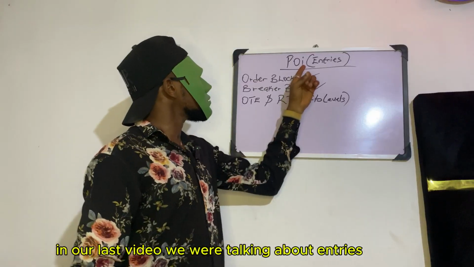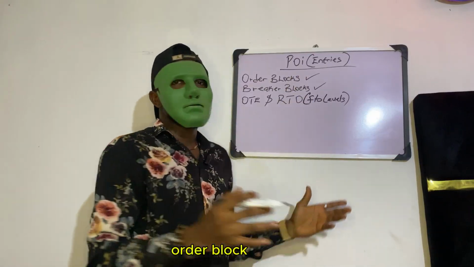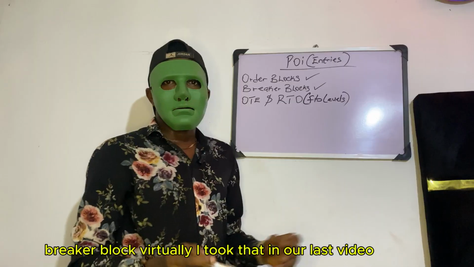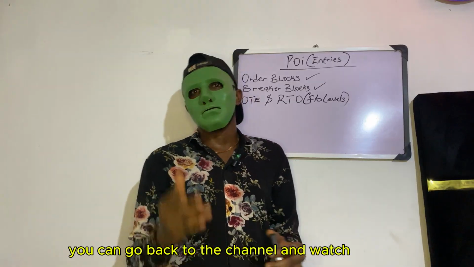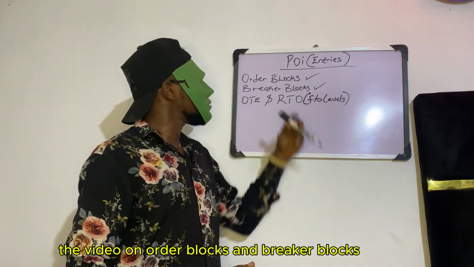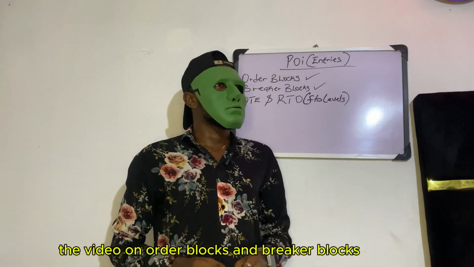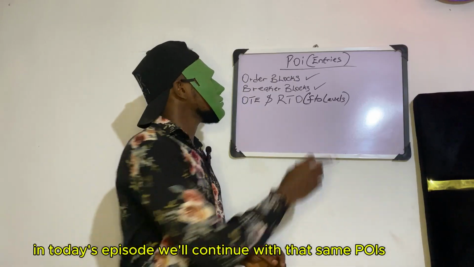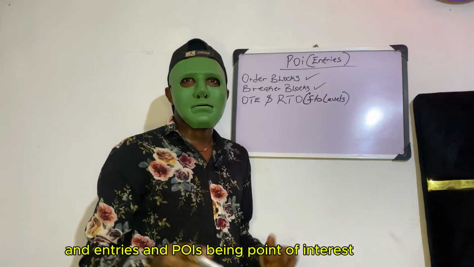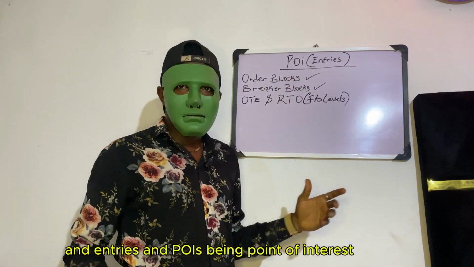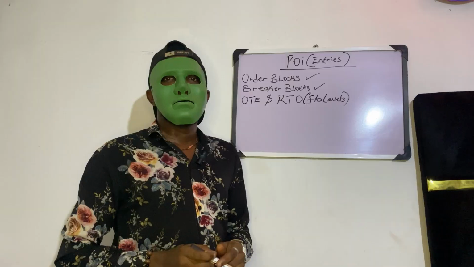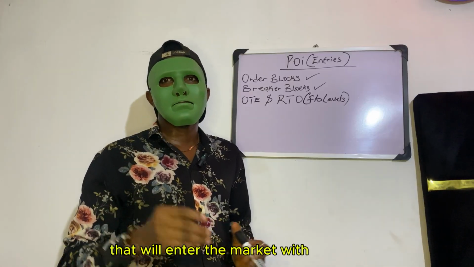In our last video, we were talking about entries, order blocks, and breaker blocks. If you've not watched that, you can go back to the channel and watch the video on order blocks and breaker blocks. In today's episode, we'll continue with the same POIs and entries. POIs being points of interest. That is that particular thing we see in the market that we enter the market with.